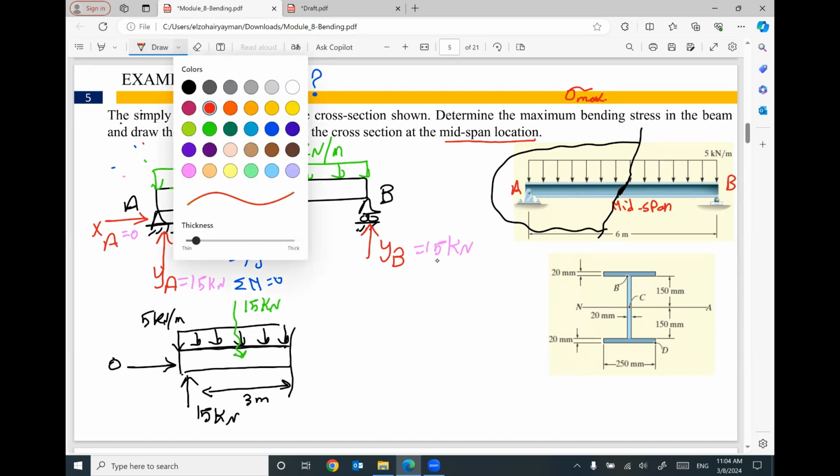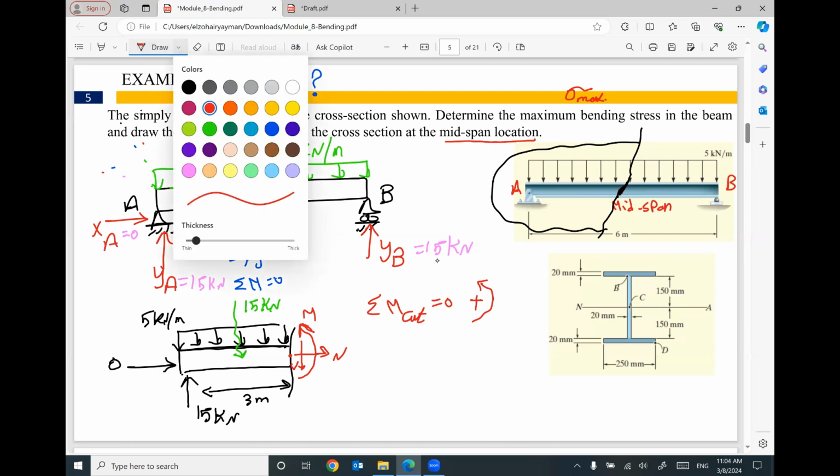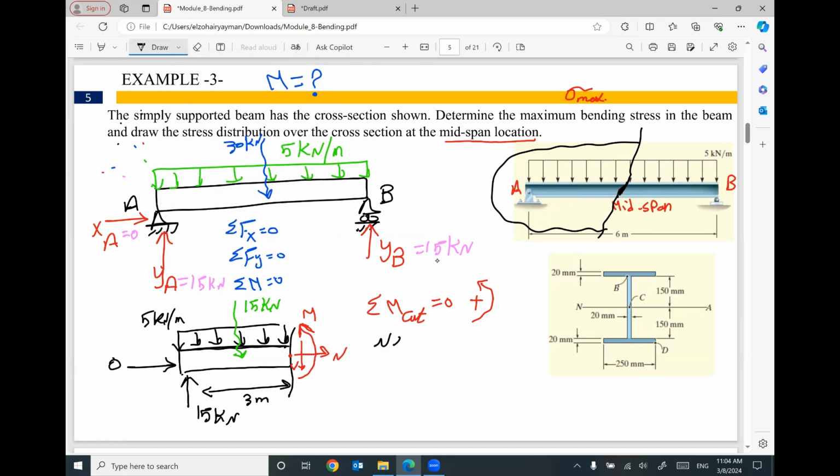Keep in your mind, at your cut, we will have axial force, shear force, and bending moment. I don't care about the axial force N, I don't care about the shear force V. My concern is the value of the moment. So I'm going to take moment at the cut equals 0. I'm going to assume counterclockwise is my positive. So N will be multiplied by 0 because I'm taking a moment at the same point, so we don't have distance. Shear will be multiplied by 0, and the moment does not need any distance because it's a moment.